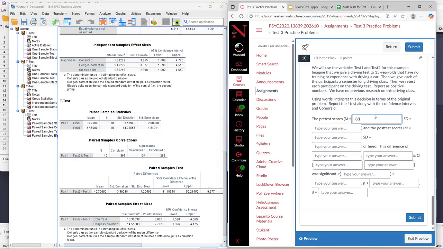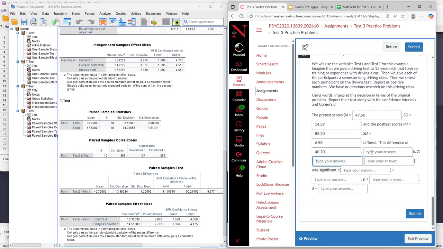But in any case, the pretest scores are 47.50 with a standard deviation of 14.39, and the posttest 88.20 with a standard deviation of 6.58. I messed those up. I did that the other day too, and I noticed somebody else did it on the quiz. Make sure that you're keeping that 88 with the standard deviation of 6 and the 47 with the standard deviation of 14.